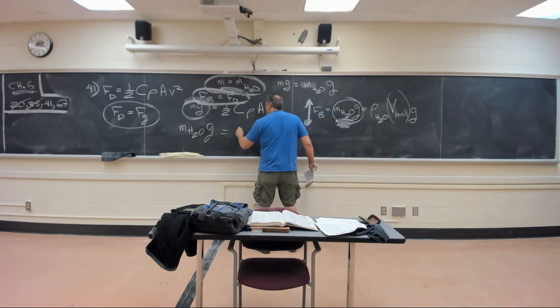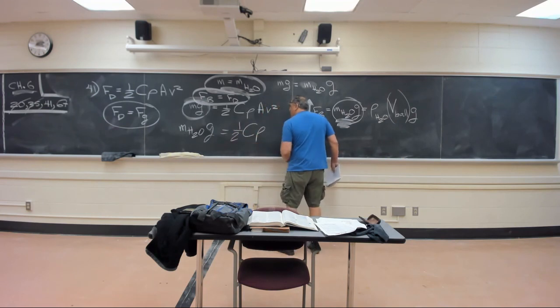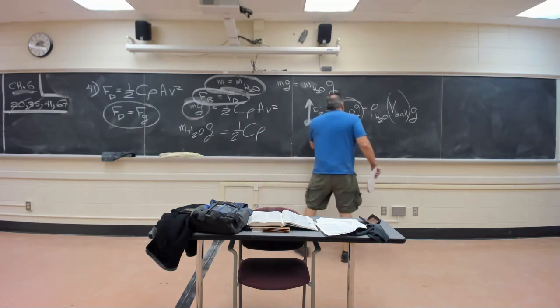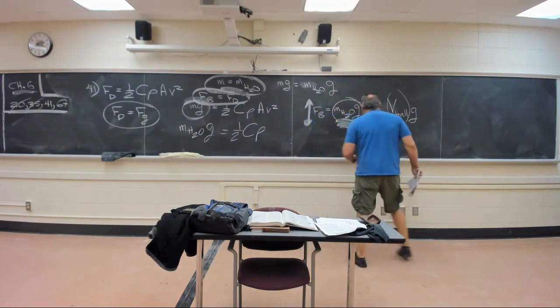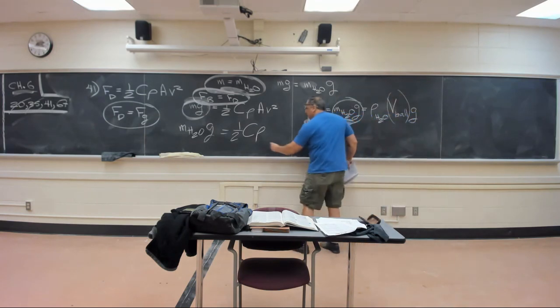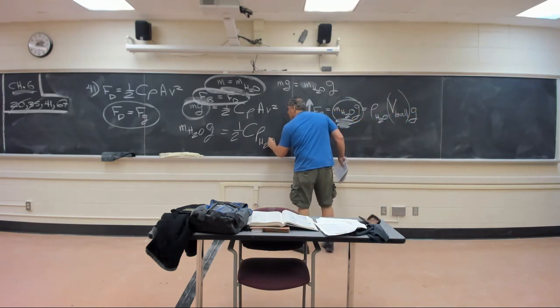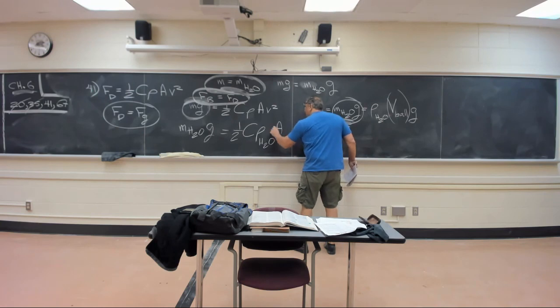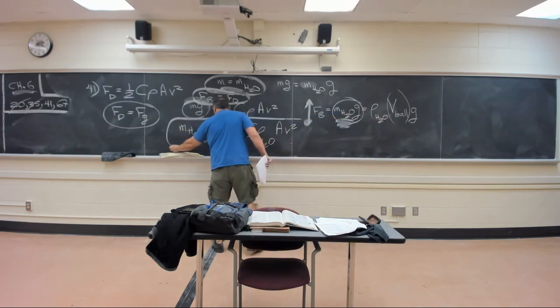This is 1/2 C rho of the medium. Okay. We'll get there in a second. That's the rho of the H2O, times area, V squared. Let's see how they want to talk about it. But this is what's going on.